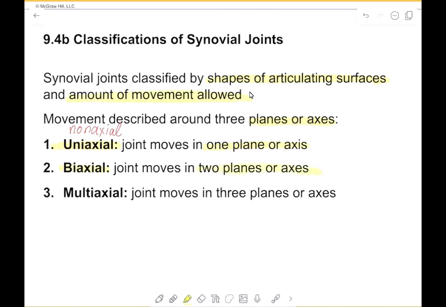An example of a uniaxial joint would be something like your elbow, which can flex and extend, so it moves in one plane. An example of a biaxial joint would be something that not only can flex and extend, but can also abduct and adduct. The multi-axial joint is going to be one that moves in three planes or axes, and this would be like the shoulder joint or the hip joint.